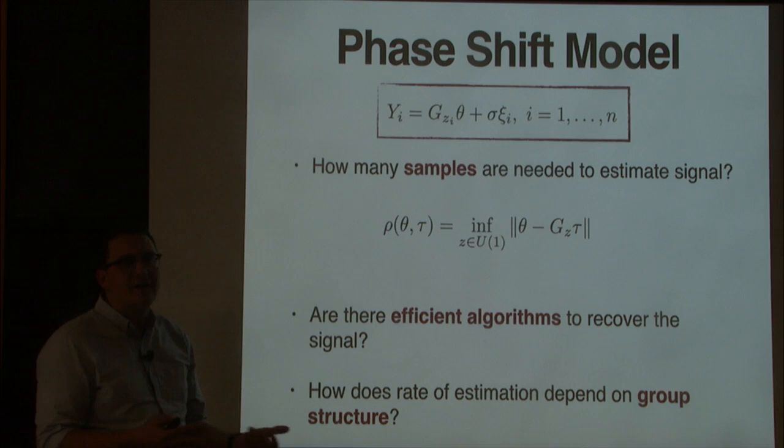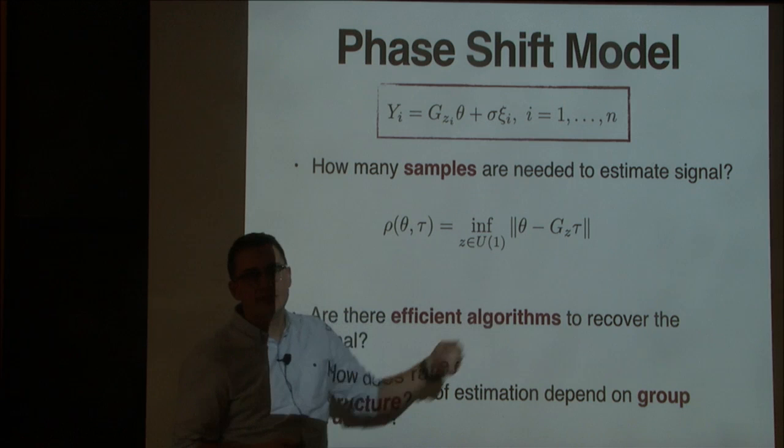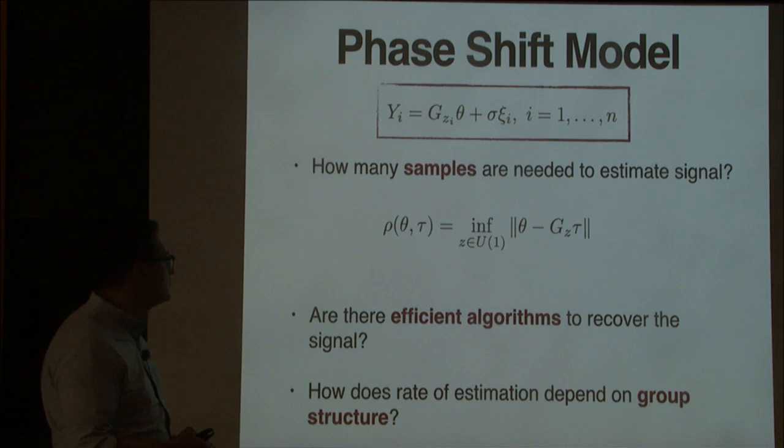So I'm going to say, okay, if you give me a candidate tau to estimate theta, I'm going to align tau the best I can with this group action to theta and see how close I am to the original signal. That's my measure of performance, and that's the natural measure of performance you might want to have here. So that's the pure statistical question.